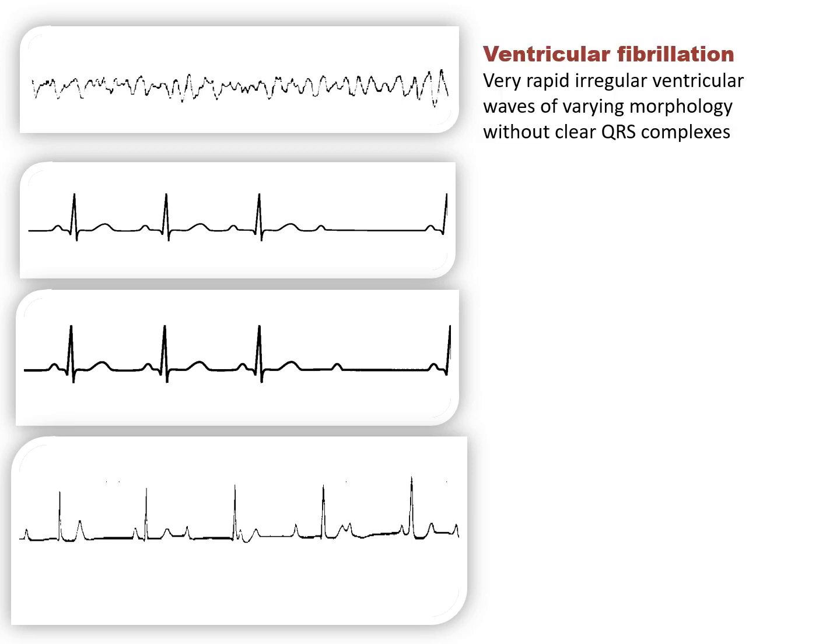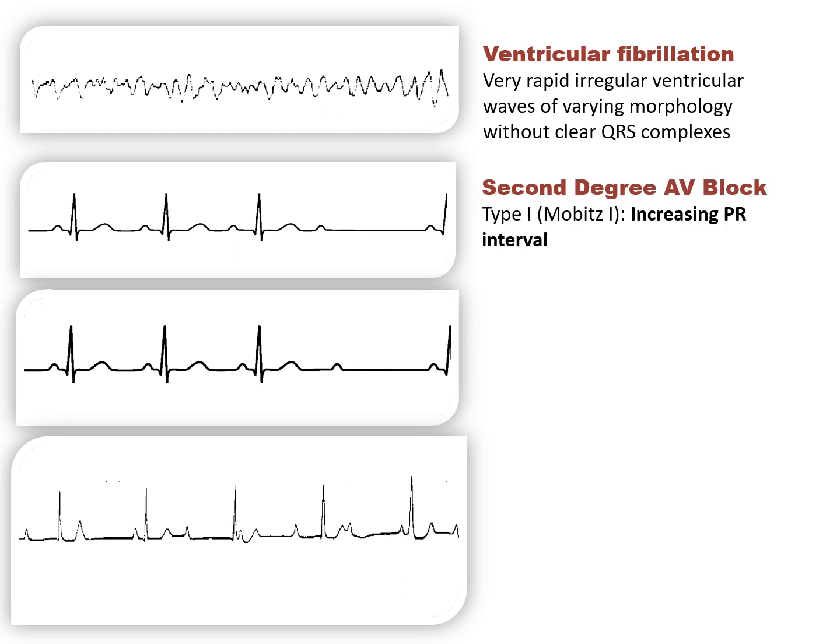Ventricular fibrillation, which is chaotic, very rapid, irregular ventricular waves of varying morphology without clear QRS complexes. Heart block, when the electrical signals are delayed or blocked as they move through the heart conduction system, leading to irregular rhythm. Here we have second degree atrioventricular block, type 1 Mobitz 1, where we can see increasing PR interval leading to irregular rhythm. Second degree atrioventricular block type 2 Mobitz 2, where we can see PR interval is constant but failure of conduction of P waves leading to irregular rhythm.